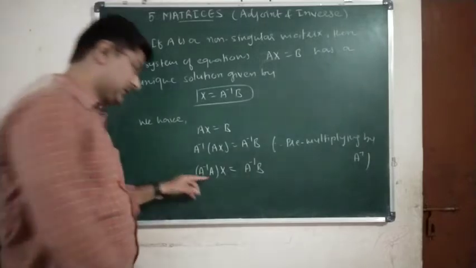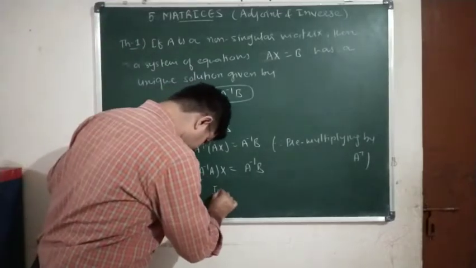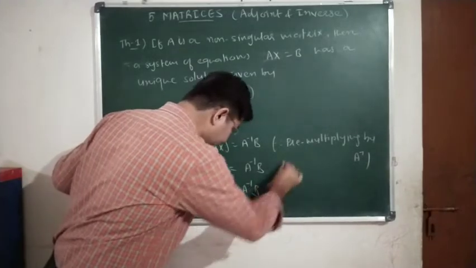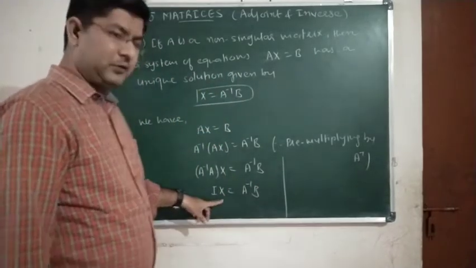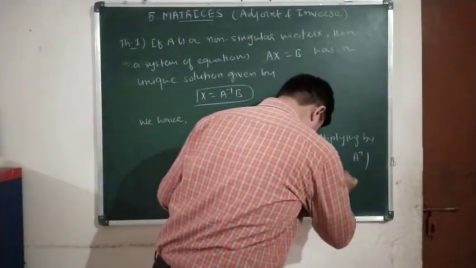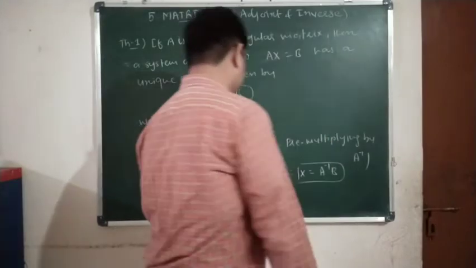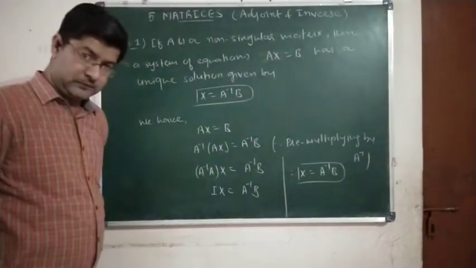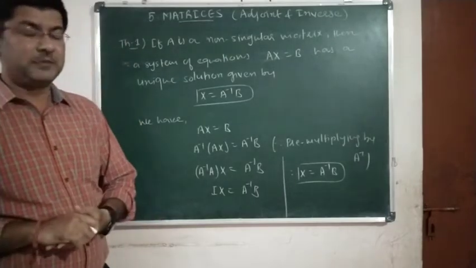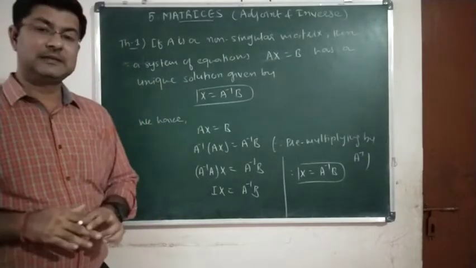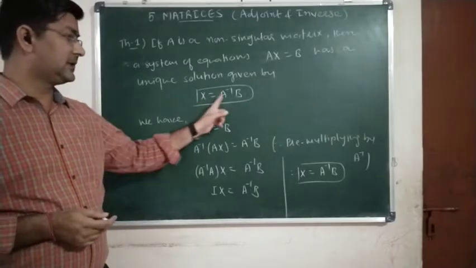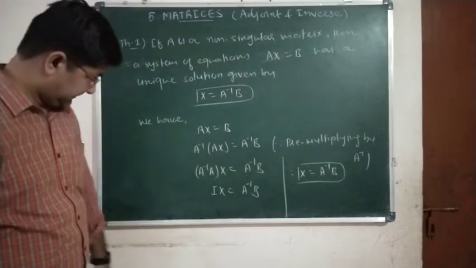Okay, we know that A inverse into A will be equal to I, and finally I into x is equal to x, and therefore x is equal to A inverse B. Clear? So for a given system of equations Ax = B, provided that A is a non-singular matrix, we have a solution given by x = A inverse B.